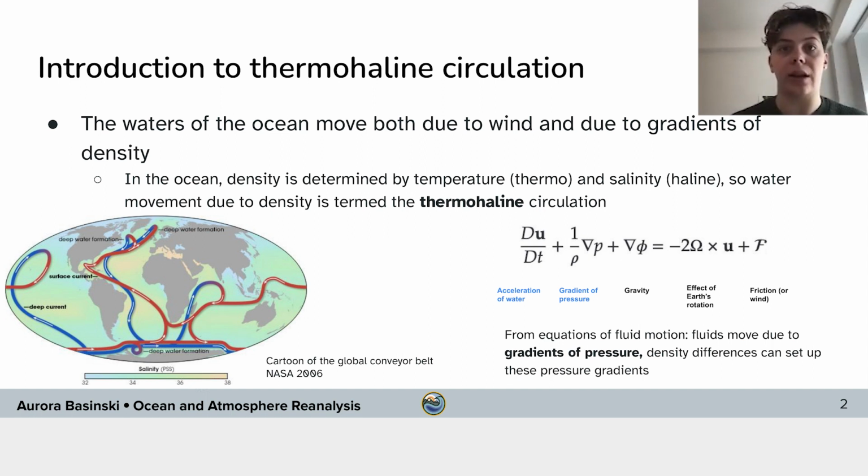haline relates to salinity. On the left is a simplified schematic of the thermohaline circulation, which is sometimes termed the global conveyor belt. So the red parts of this circulation denote the warmer surface waters, and the blue parts denote colder, denser, deep waters. And so we see that this kind of wraps all around the globe, but we could focus on specific regions. For example, in the Atlantic, we see that there's, generally speaking, a northward warmer surface flow and then a southward return deeper flow. And this is something that we will also talk about more in subsequent slides.